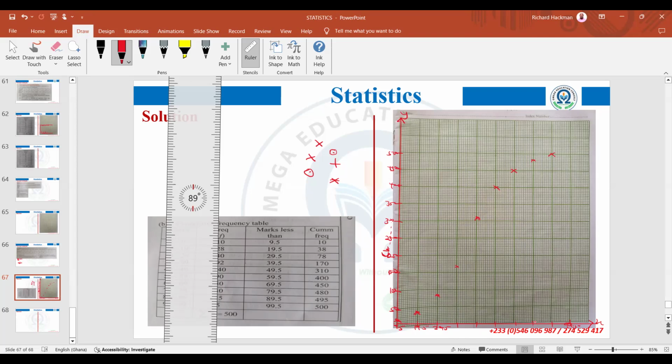Okay, so you will do the right thing. You get all your 10 points there. Then you join with your free hand. Oops. Okay, it seems I have to go and take my time and draw it well. Because if your curve is not flowing well, it will affect any question that you are supposed to use your curve to find. So you should pass through the point.